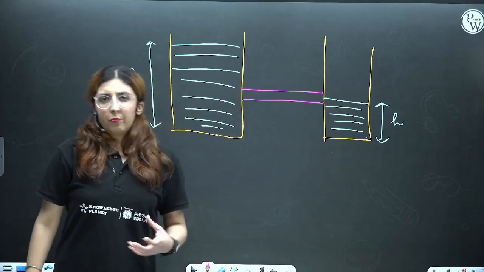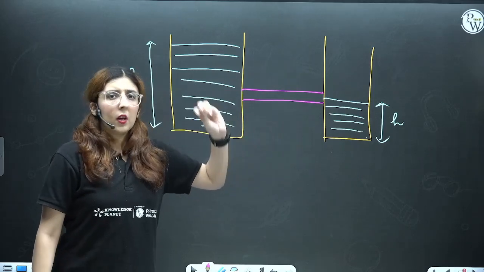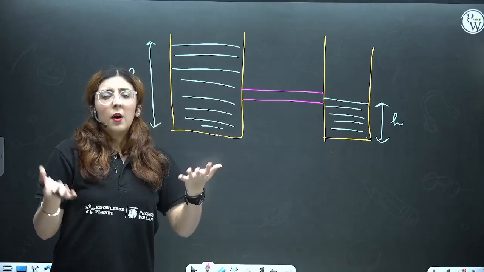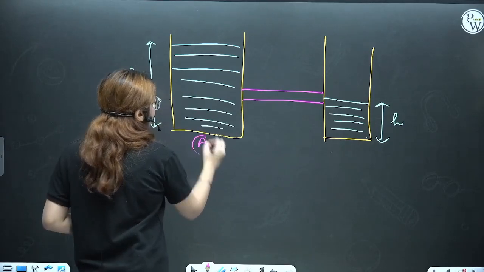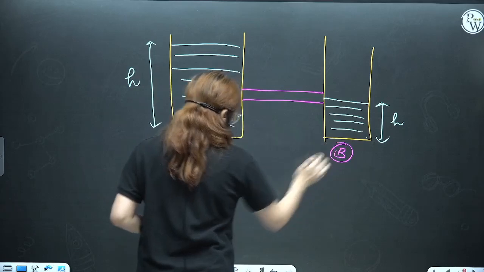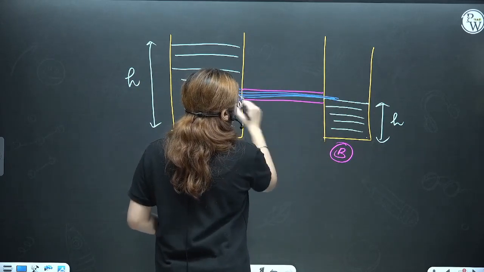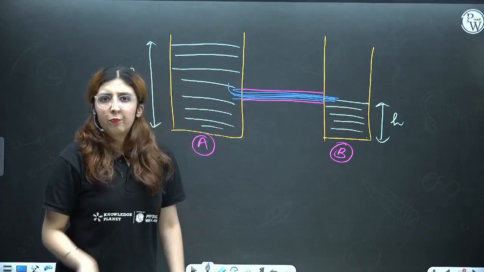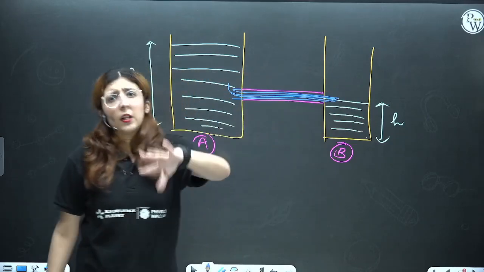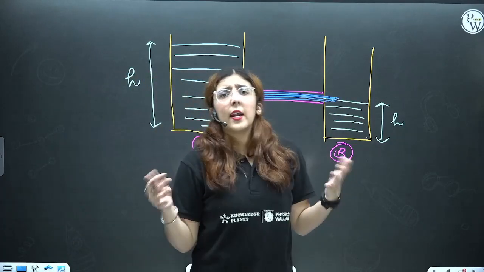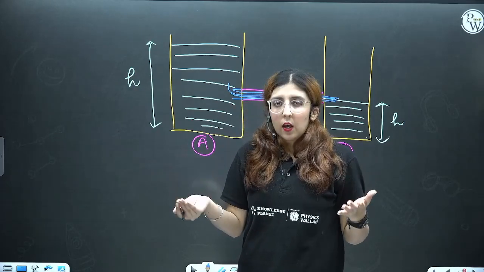Now I am connecting both the tumblers via a tube. In this scenario, when I am connecting the 2 tumblers, tumbler A and tumbler B, via a pipe, I will see that water from tumbler A will start to move to tumbler B, like this. This will continue. From A, the water is going to decrease, and at B, the water will increase. It will continue until both the tumblers attain the same level of water. Equilibrium, getting equality.